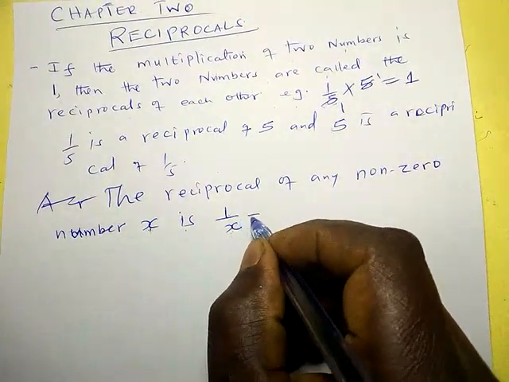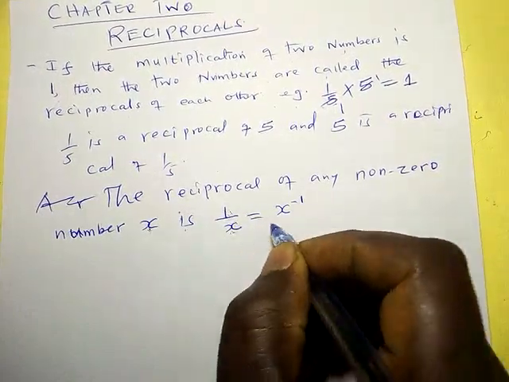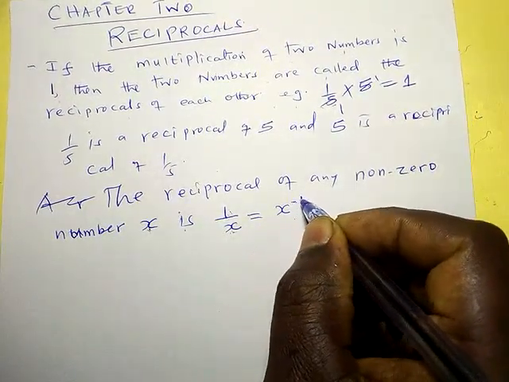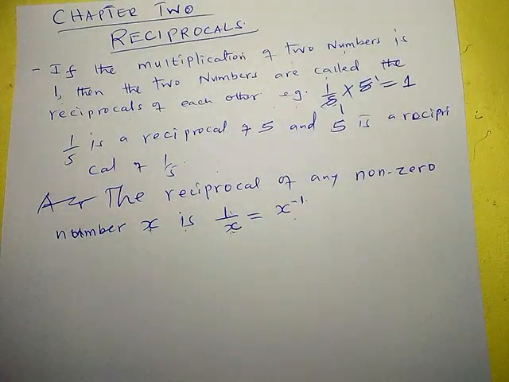1 over x is the same as x raised to power negative 1. This over this is the same as this. You will understand when we deal with indices. So a reciprocal of a number is one over that number.